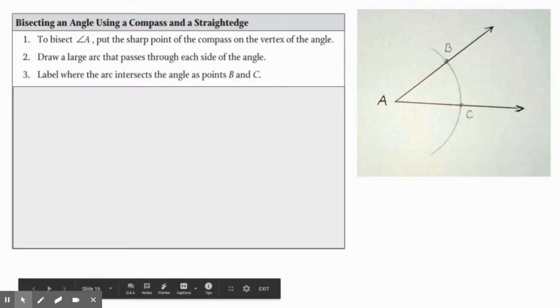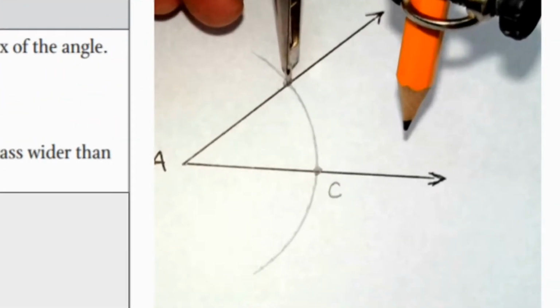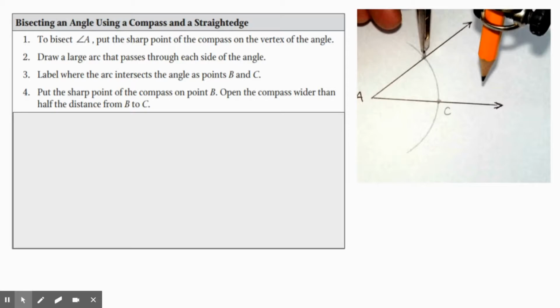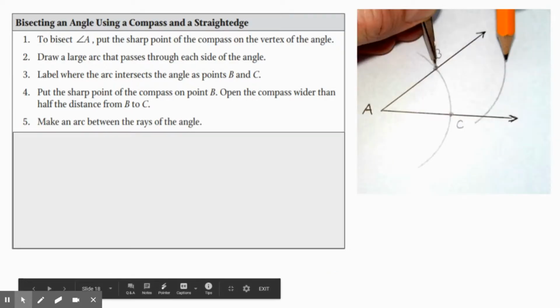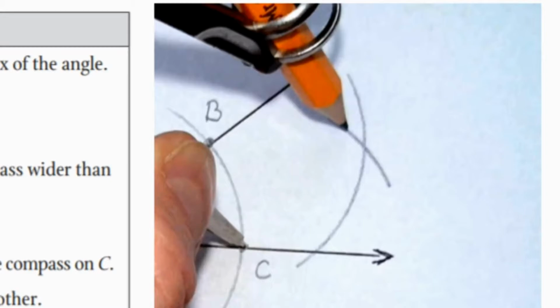Now, I usually just keep the same distance of my radius, and I move the sharp point to B to draw another arc. Now, you can't make this radius too small, or else the arcs will not intersect and it won't work. Again, if you have to start over, you have to start over. So there's my arc from B, and then I'm going to draw one from C. And do you see where the two arcs intersect?